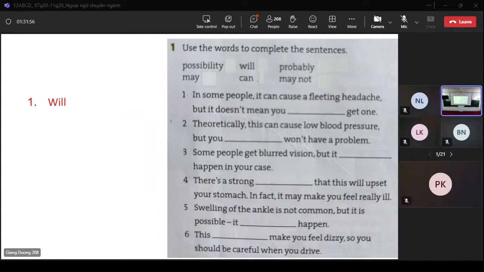Theoretically, this can cause low blood pressure, but you probably won't have a problem. You can see that in the negative part, probably stands before won't. Bạn thấy ha, đây là câu chuẩn.